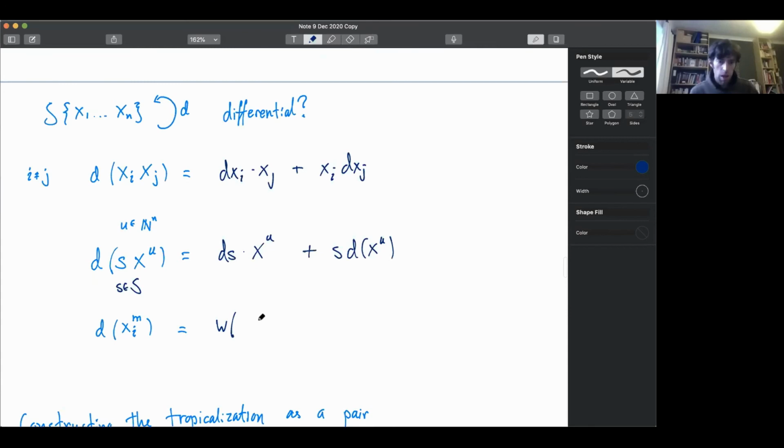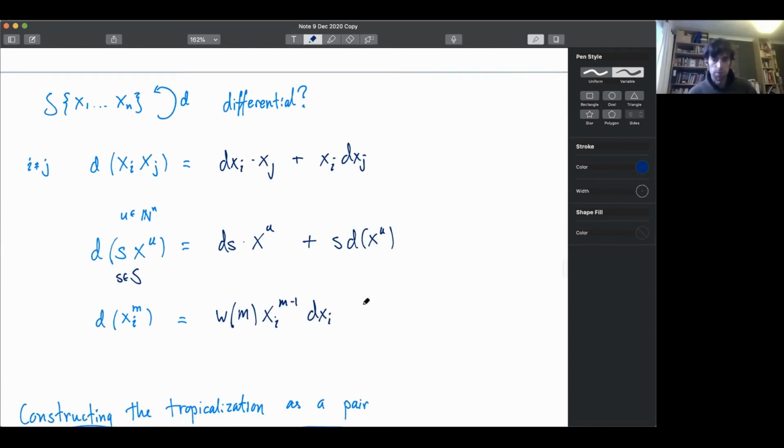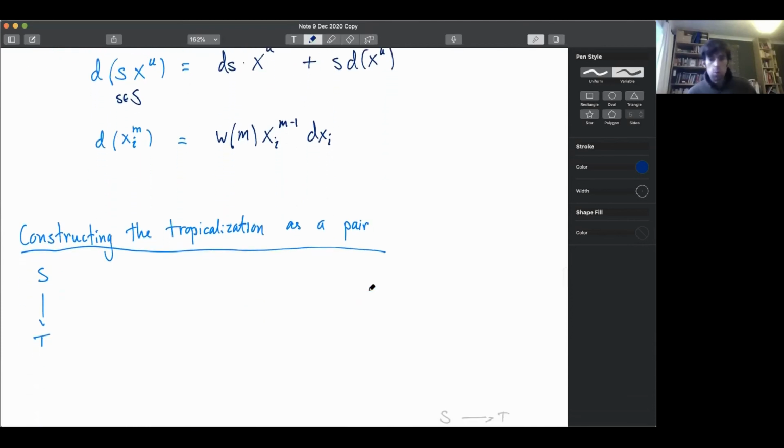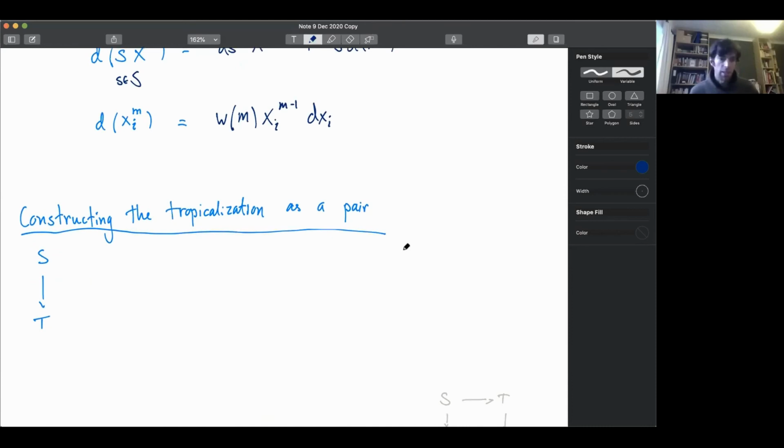W of m times xi to the m minus 1 times the derivative of xi. Right, so it's this kind of tropical power law differentiation rule. Okay, now I realize I'm running low on time, but I'm near the end here.